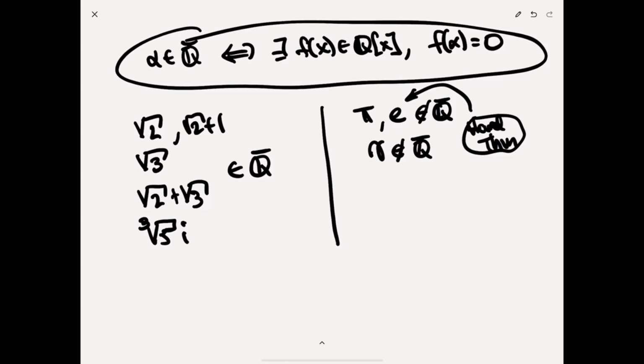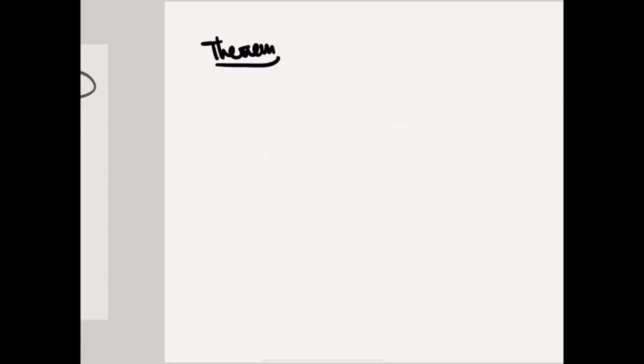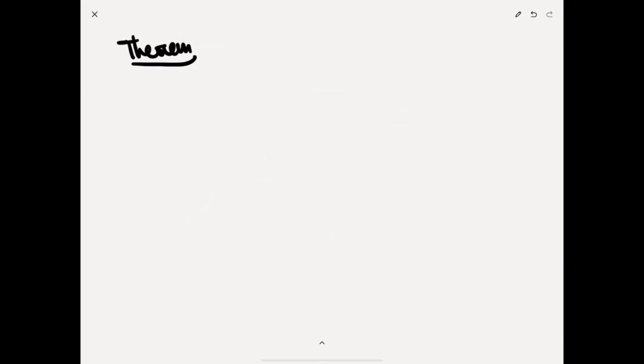Later I'll say why these form a field, but I just wanted to give you a proof of something. So let me state a theorem. You would think there are lots and lots of different algebraic numbers, and maybe they're dense. I mean, they are dense, but they're countable. Q bar is countable. Let's do the proof.